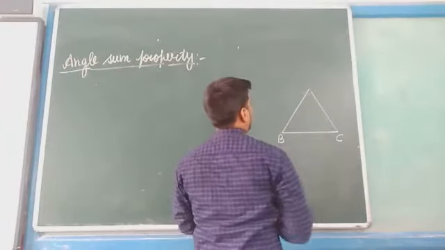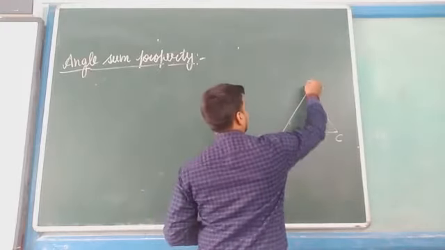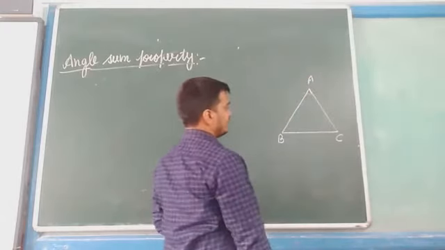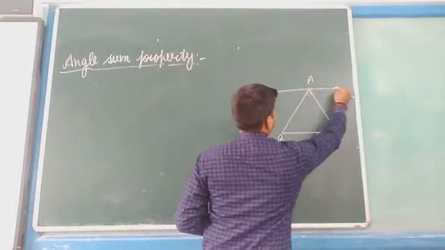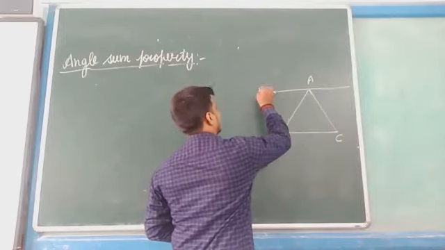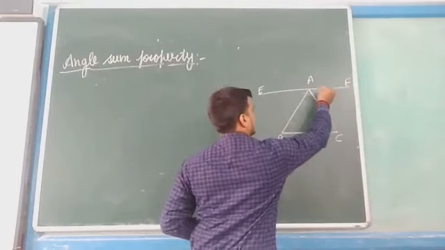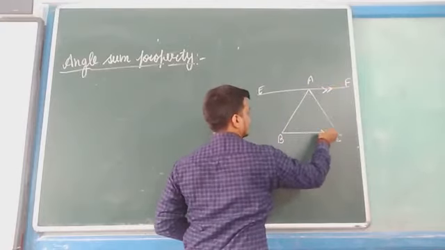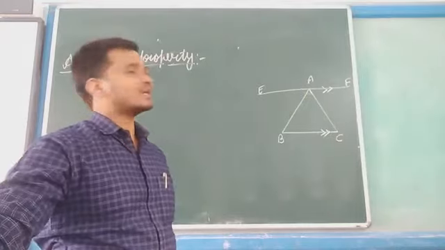According to the property, if we have to prove that the sum of all angles in a triangle is 180 degrees, we will do one thing. We will do one construction: we will draw one line EF which is parallel to BC.